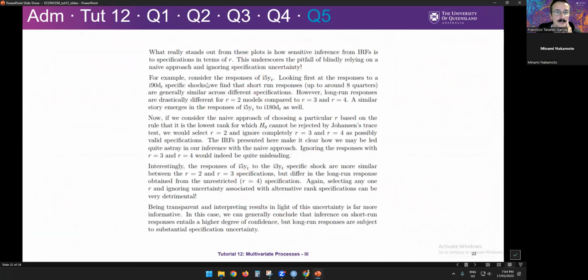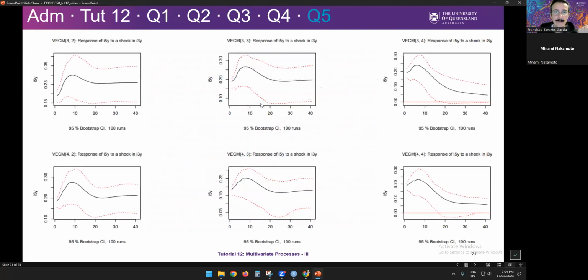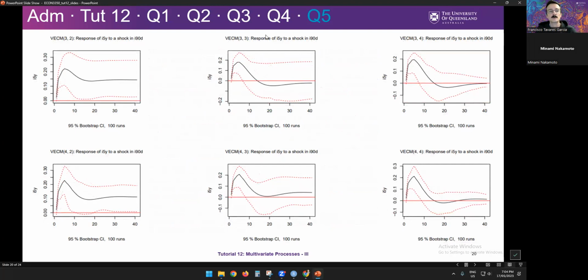First, look at this one. For example, consider responses of I5 to a shock in I90. I've put it here. Response of I5 to a shock in I90. And then have a look at each of the VARs we're considering here. These are 3 lags. These are 4 lags. This is for co-integration rank of 2, co-integration rank of 3, co-integration rank of 4.